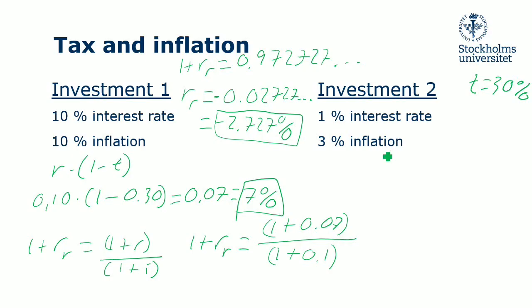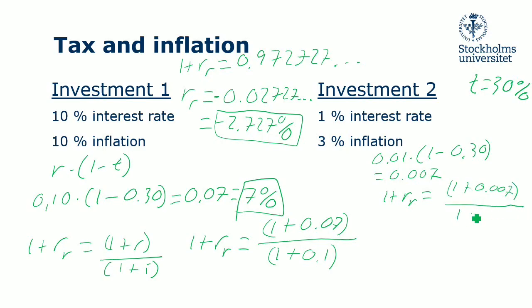For investment 2, we can do the same thing. For the after-tax interest rate, you take the before-tax interest rate of 1% times 1 minus the tax of 30%. That means we have 0.007 left. Then you find the real interest rate after tax by taking 1 plus the after-tax nominal interest rate divided by 1 plus the inflation, which in this case was 3%.